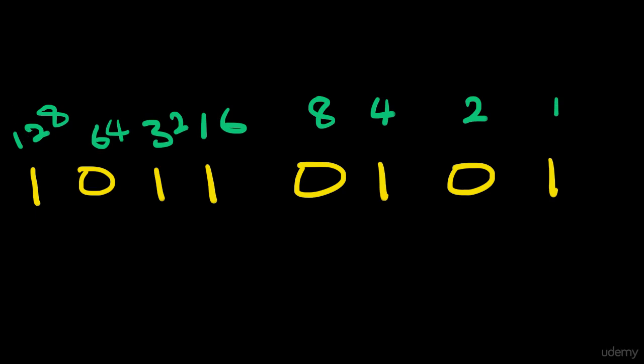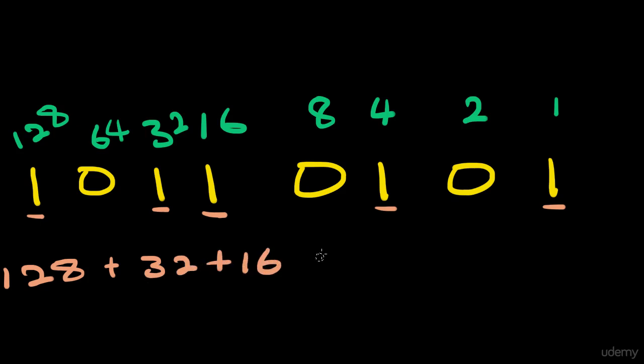And then this is a simple matter of addition. We're adding every column that has a 1 in it. We're therefore adding 128 plus 32 plus 16 plus 4 plus 1. And this equals 181.